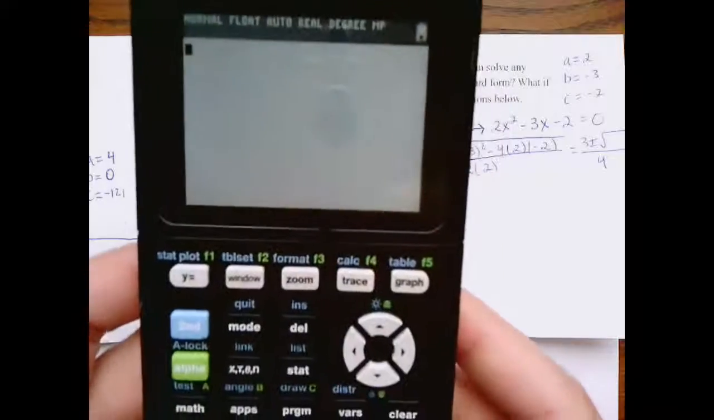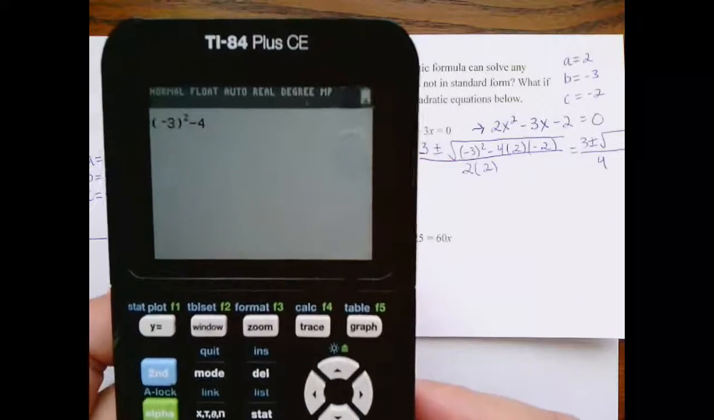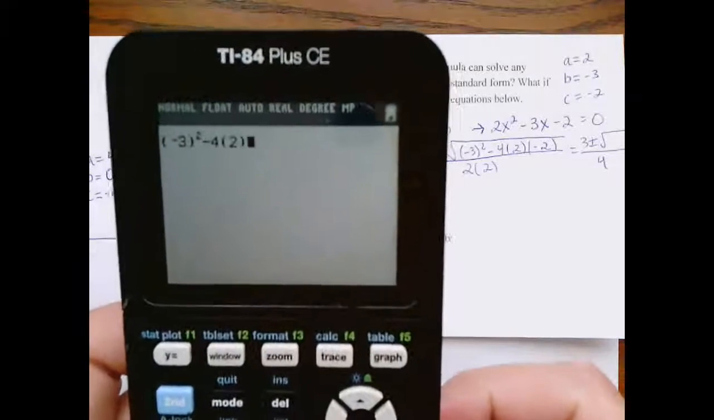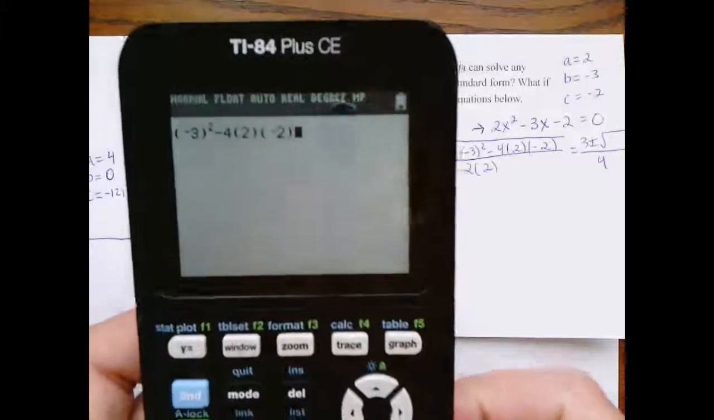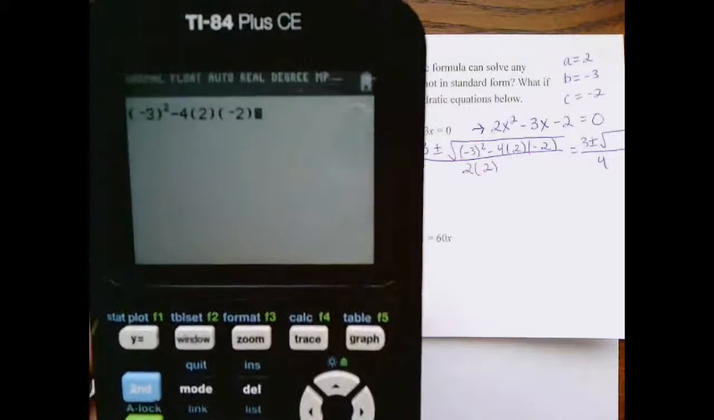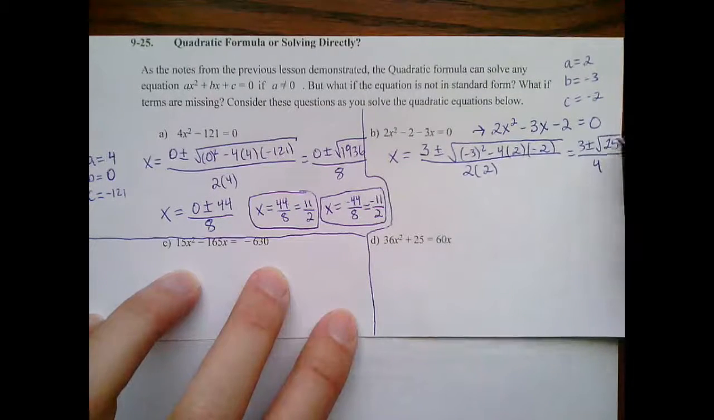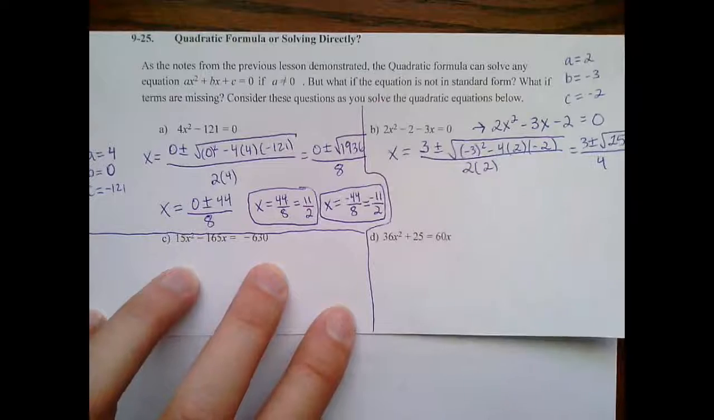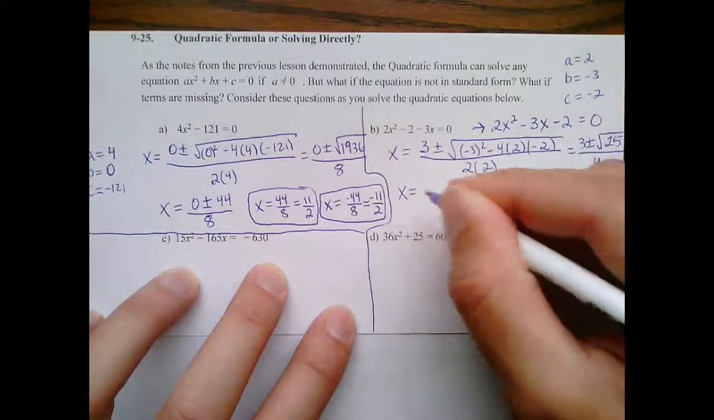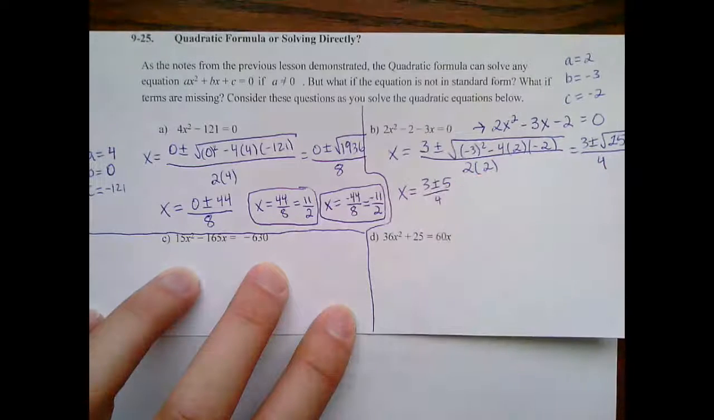So go back to our calculator, in parentheses, negative 3 squared, that's just what's happening underneath the square root here, minus 4 times 2, in parentheses, times negative 2. So just like you see it on the paper there, underneath the square roots, that's what we're typing into the calculator. And if you do, you get 25. Most people are okay with the square root of 25. What is the square root of 25? Well, it's 5, so I have 3 plus or minus 5 all over 4.